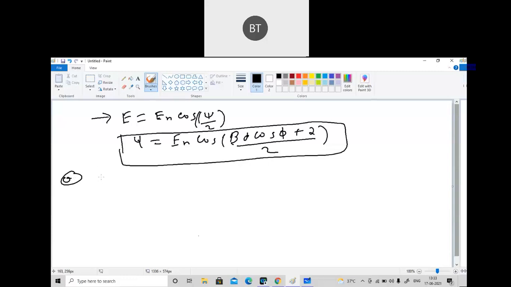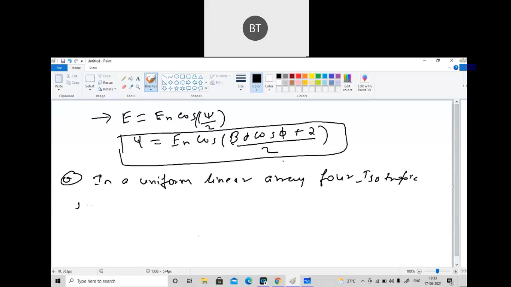So the problem was like this: in a uniform linear array, I'll give you options also, so please try by yourself. A linear array, 4 isotropic radiating elements are spaced lambda by 4 apart. So actually it was in GATE 2015.